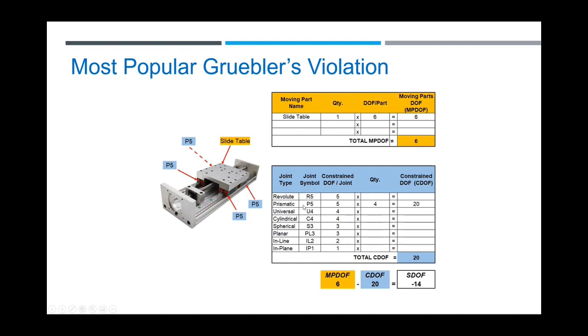You've got 4 prismatic joints, which each have a value of 5. So 6 subtract 20 is -14. That's just horrible, right? That's why they won't last very long when things flex.